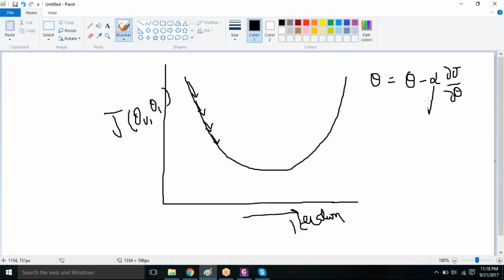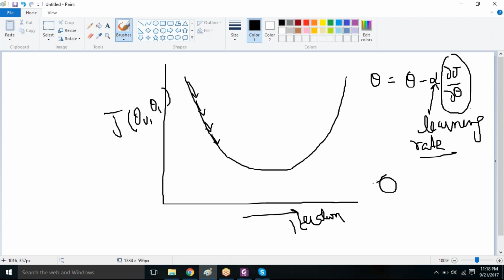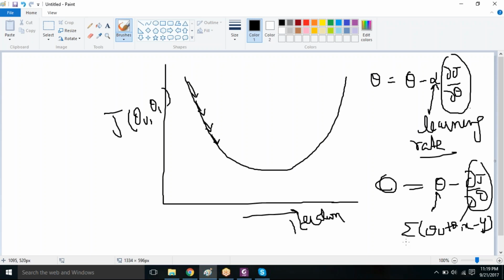Now this parameter I have not talked about yet. This is called the learning rate, right? This is again a very important parameter. Sometimes, when you start randomly, this gradient will be a very big number. You start from some theta, and you are subtracting this gradient, which we have calculated through the partial differentiation, right?